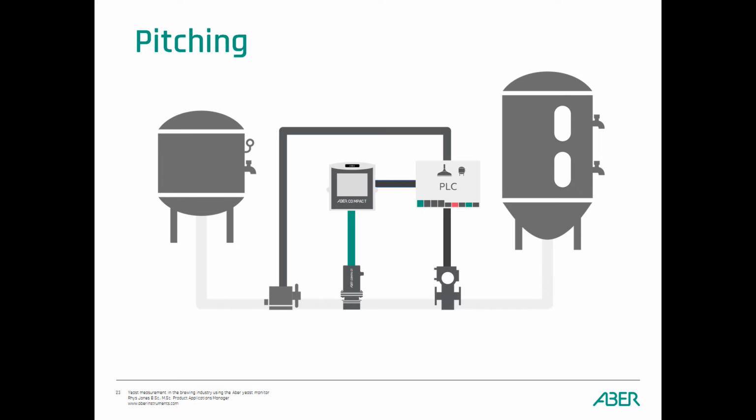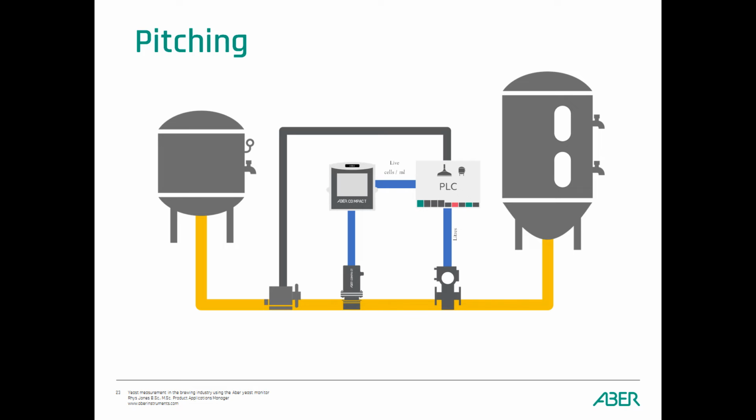To begin with, the PLC will switch on the dosing pump and yeast will begin to pass from the storage vessel towards the fermentation vessel. On its way, it will pass the ABBA monitor, which will measure the live cells flowing past it, and the monitor will relay this information to the PLC. At the same time, the flow meter will relay the live volumetric flow rate to the PLC.